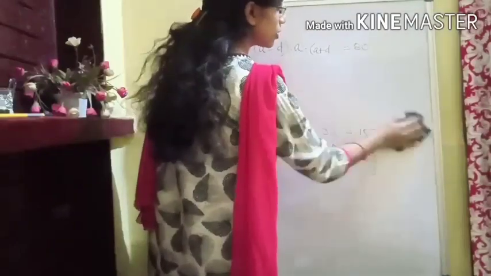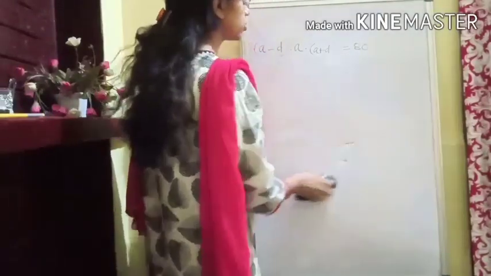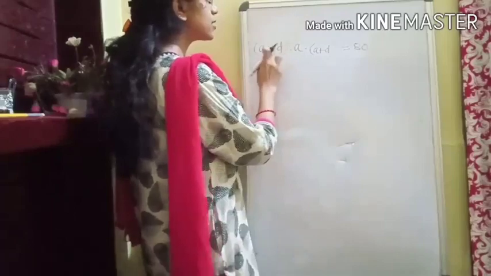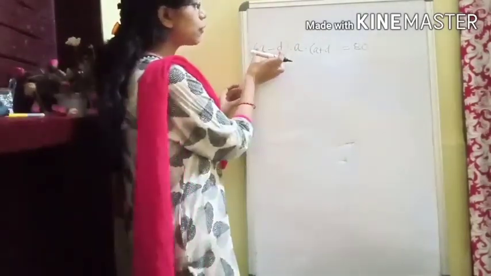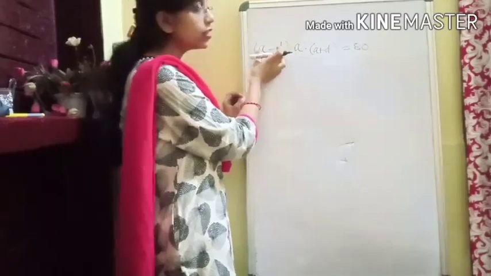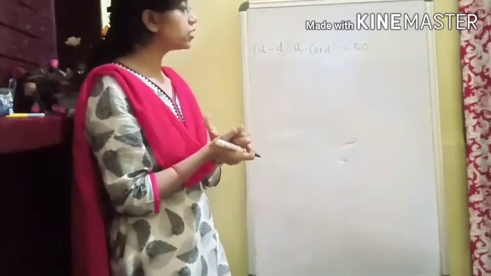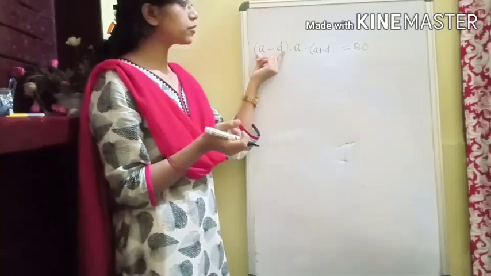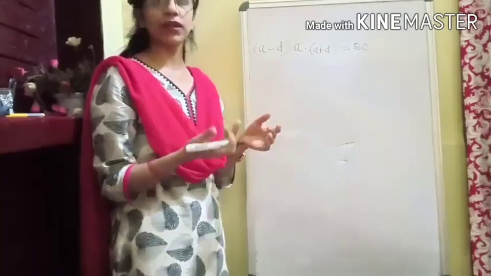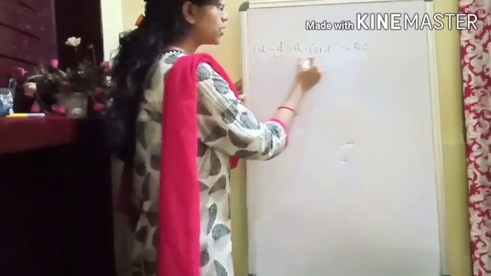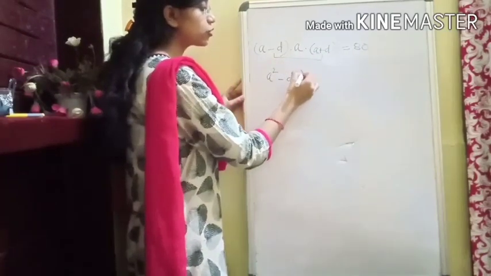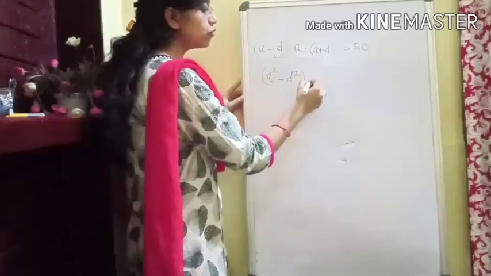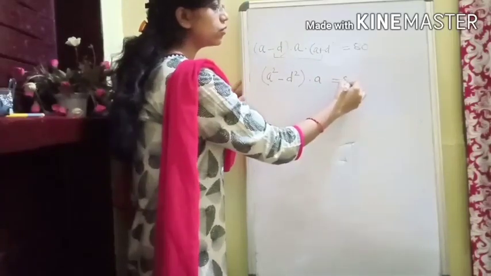Now let's see what we are getting from the second condition. Since these three terms are in multiplication, now we can apply this. In one bracket you have a minus d, in one bracket you have a plus d. So this is like a minus b and a plus b, which is a square minus b square. So when we take these two brackets together, it will give you a square minus b square, isn't it? And into a equals 80.